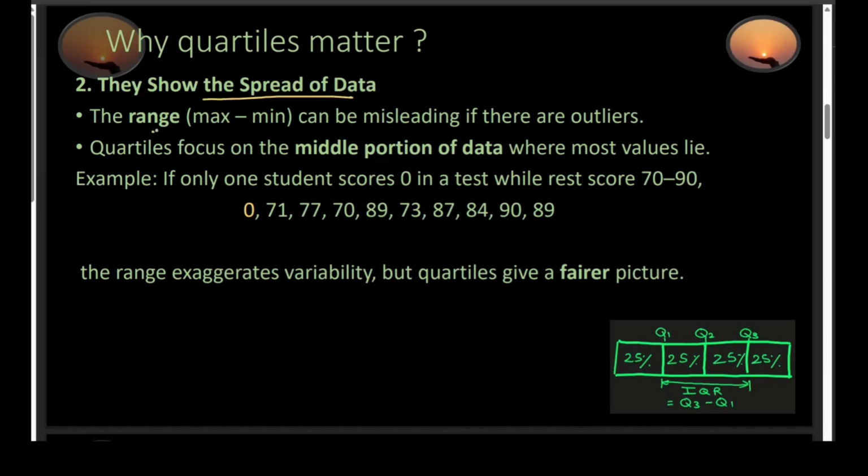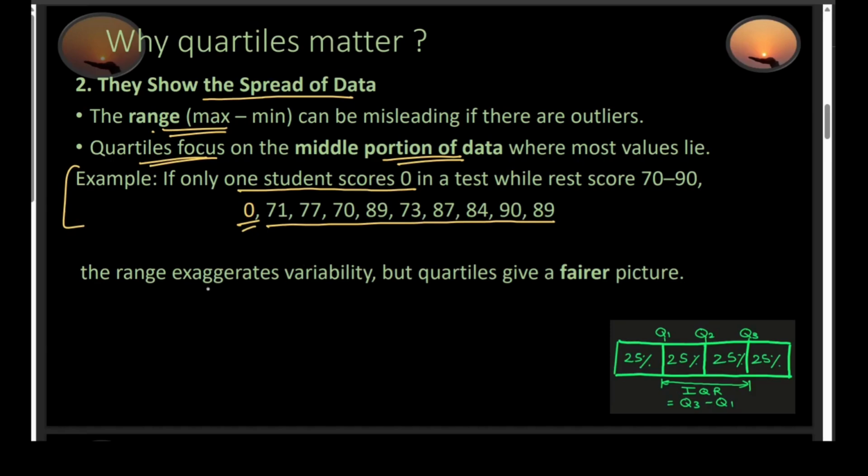The range can be misleading. If you work with the range, it can be misleading because if there are some outliers, the range will skew your result. Quartiles, on the other hand, focus on the middle portion of your data where most of your data lies. Let's take this example. Let's say you have the test scores of the students in a class, and only one student scored 0, which is this one right here. The rest of the students scored between 70 and 90.